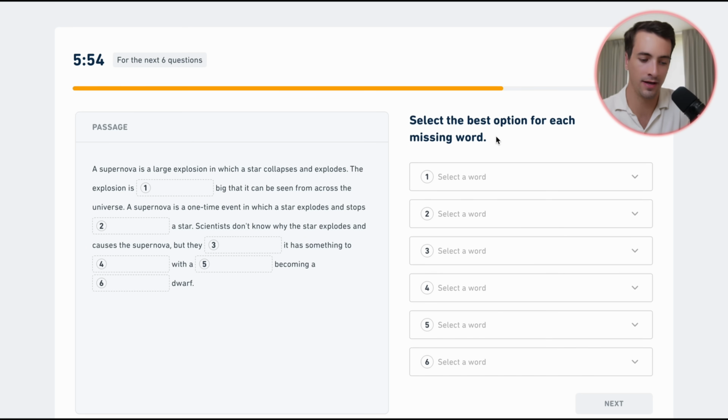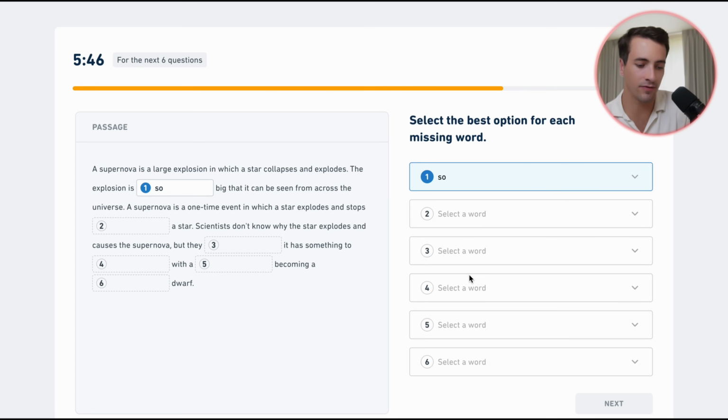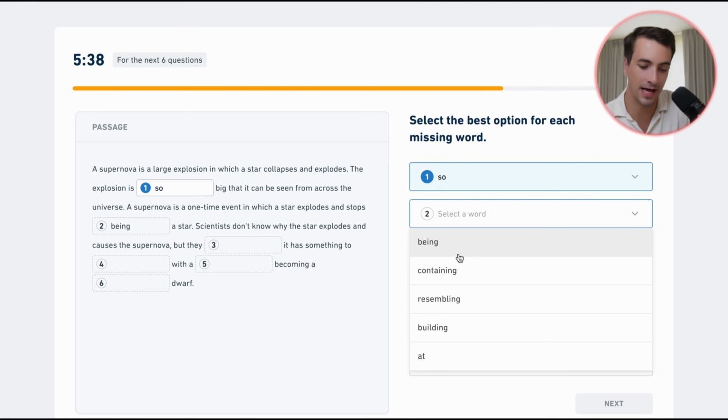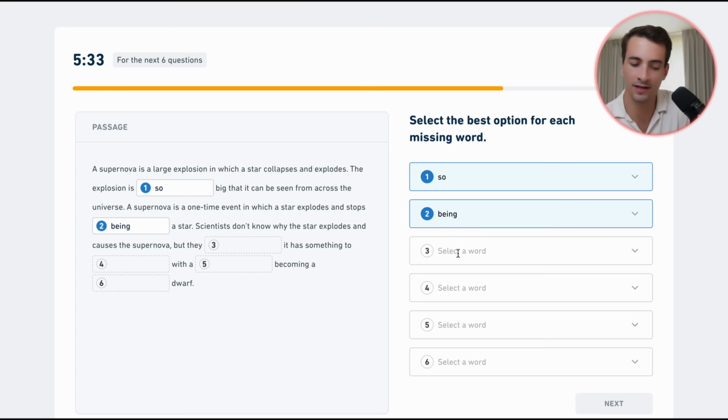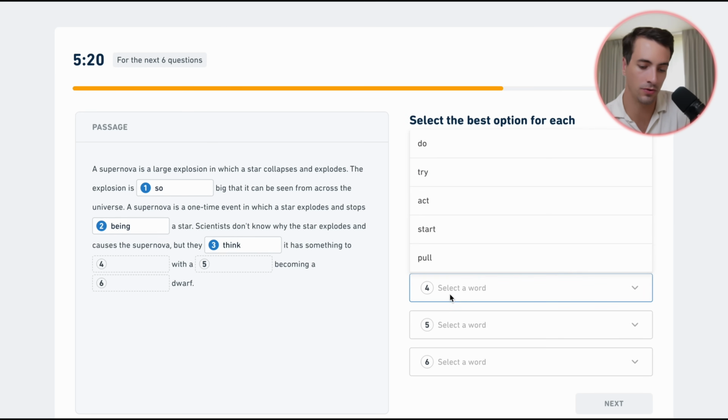Okay, so the first one, the explosion is so big that it can be seen from across the universe. A supernova is a one-time event in which a star explodes and stops being a star. Scientists don't know why the star explodes and causes the supernova, but they think, right? They believe. They think it has something to do with.